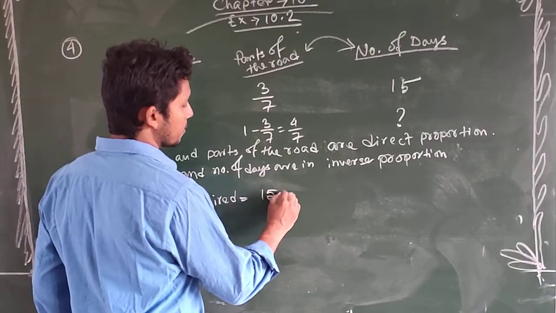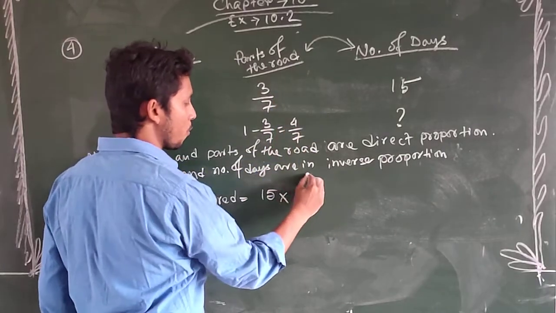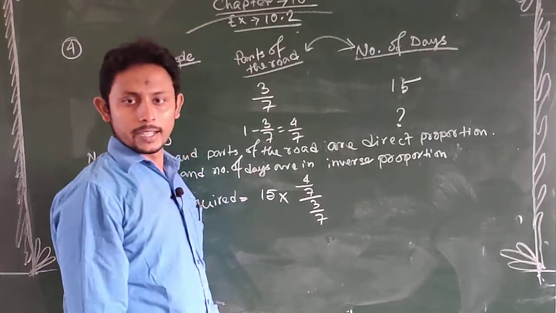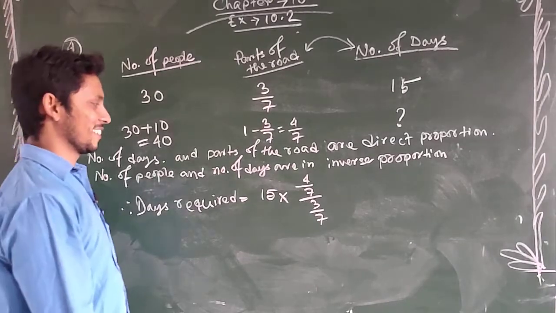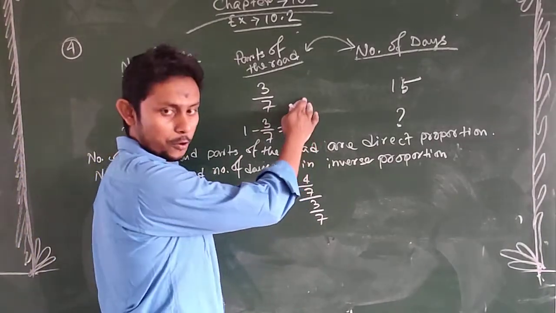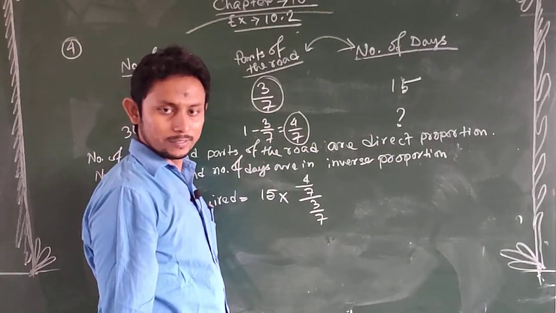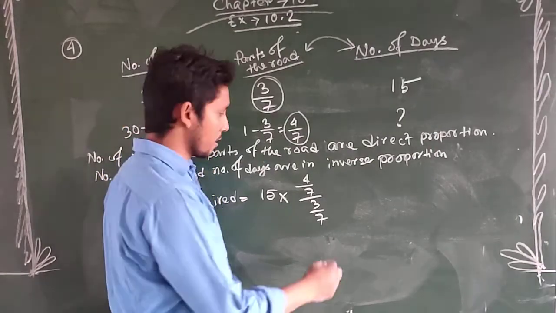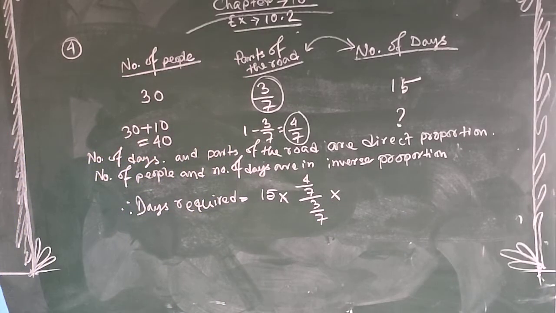15 multiplied, these two are in direct proportion, that's why it will be interchanged. That means 4/7 will be up and 3/7 will be down. Is this clear? So here it is direct proportion. If direct proportion, this 4/7 will be up and 3/7 will be down. In direct proportion it will interchange. Any doubt?